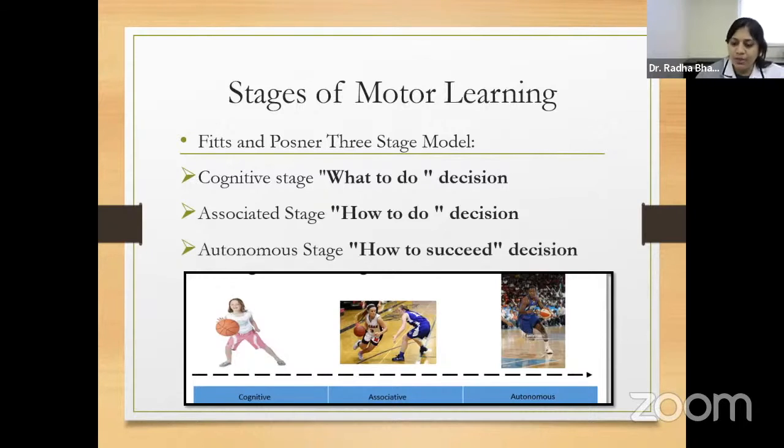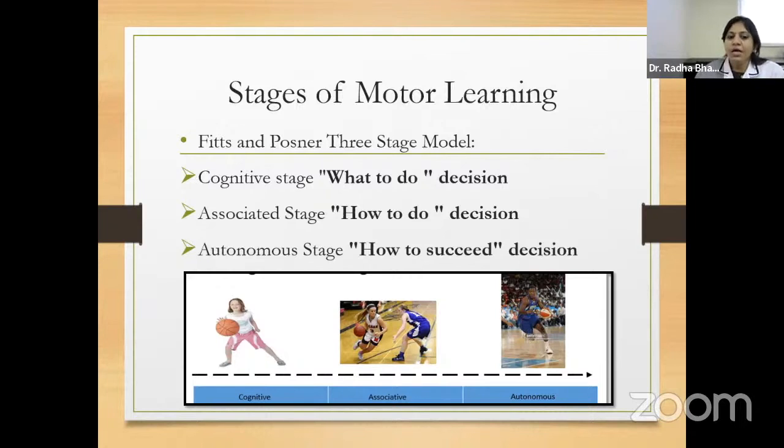First, she will bounce with one hand. Then she'll learn to bounce with one hand and move towards the second hand, switching between the hands. Initially, she has to pay a lot of attention, look at the ball, and then do the particular thing. After some time, she does not need to look at the ball. That means she has moved from the cognitive stage of learning to the associative stage of learning.